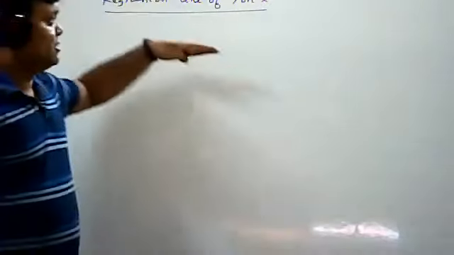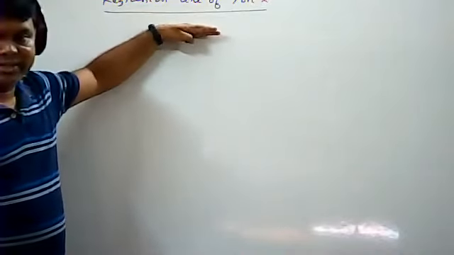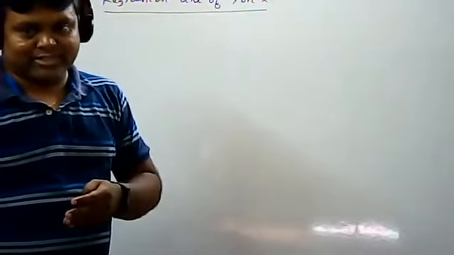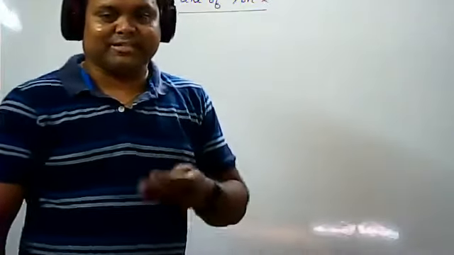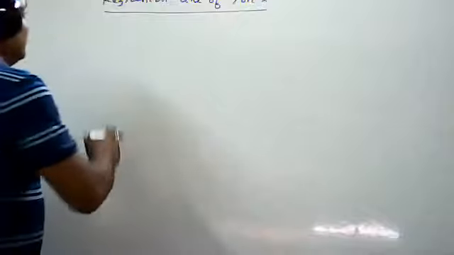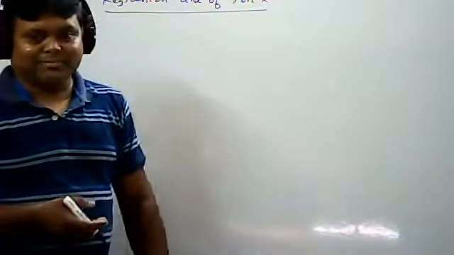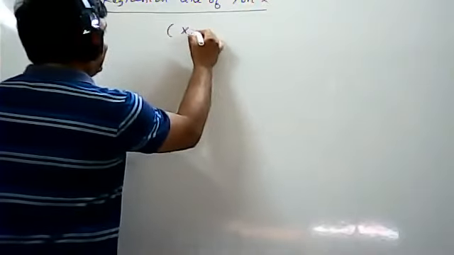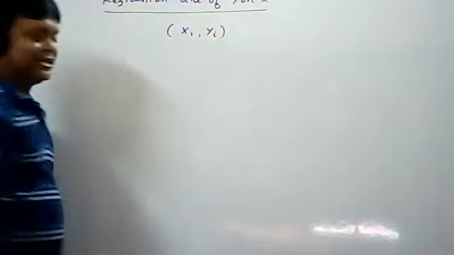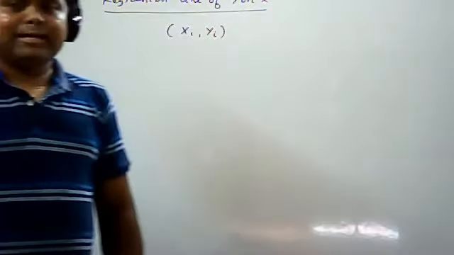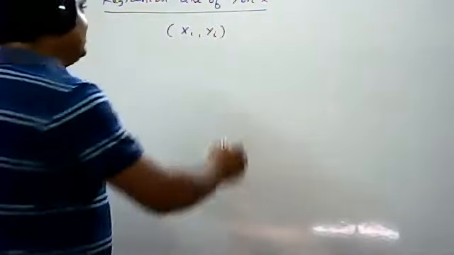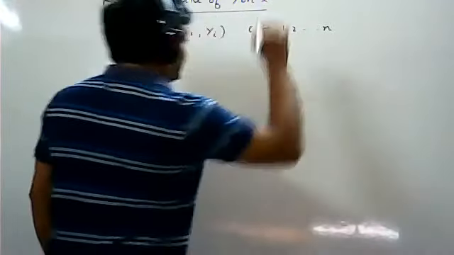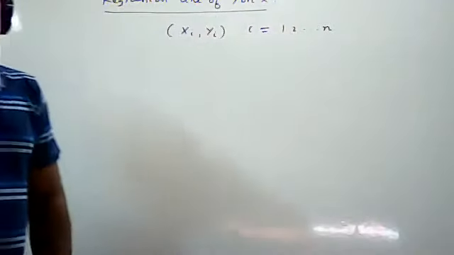So that is the reason. Listen carefully to this regression line of y on x. If you understand this one, you can easily write the regression line of x on y. You only have to replace y with x and x with y. Correlation and regression require at least bivariate data, so let us consider a bivariate data (xi, yi), where i equals 1 to n.